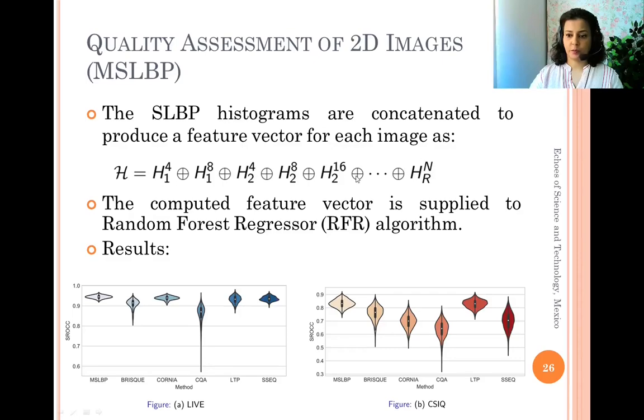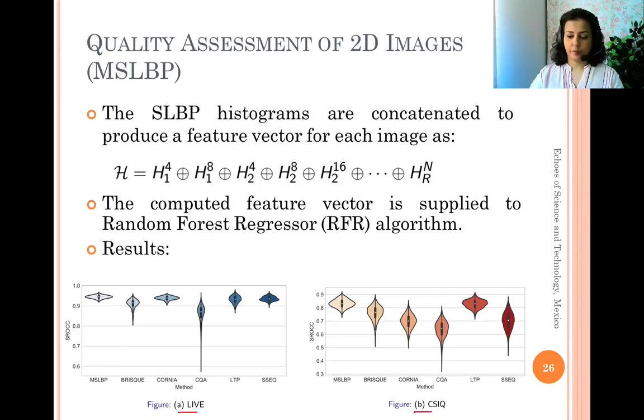So the plus operator represents the concatenation, and by concatenating all of the SLBPs for one input, we get a feature vector that represents its corresponding distorted image. Next, after obtaining our feature vector for every input image, we supplied these feature vectors to a random forest regressor algorithm. It is a machine learning based algorithm, and we trained this regressor to predict the quality.